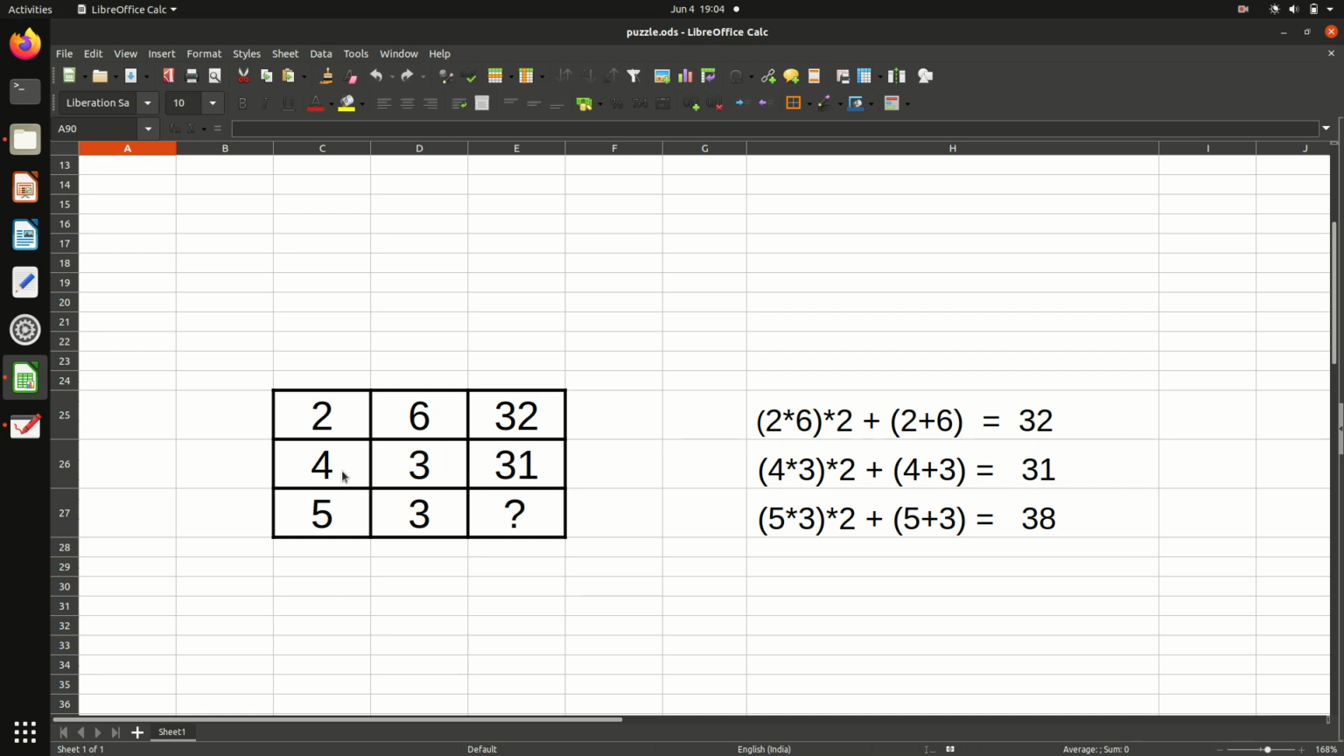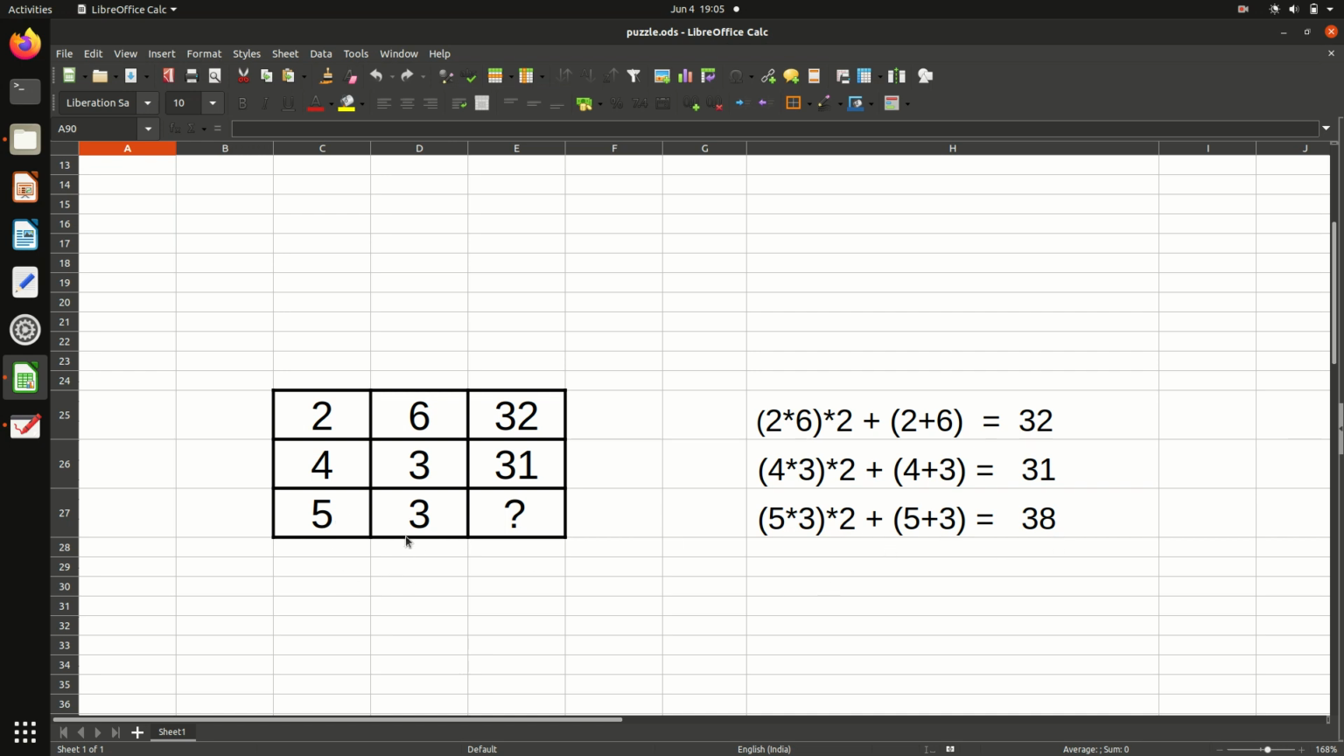Similarly, to get 31 we can do the same thing. 4 into 3, and then into 2, plus 4 plus 3. So at first multiplication of these two numbers, 4 into 3, multiply by 2, plus the sum of these two numbers, 4 plus 3. Similarly we are getting 31. So now we are clear about what this operation should be. Now again we will do this for our final case, and we will see what the output is.